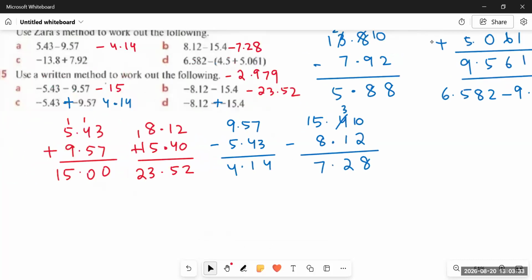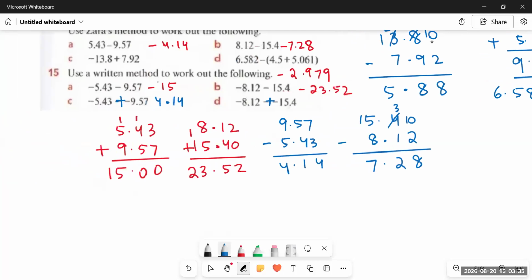And what would be the sign? The sign will be positive because 15.4 is greater and it has a plus sign. So my answer will be positive.